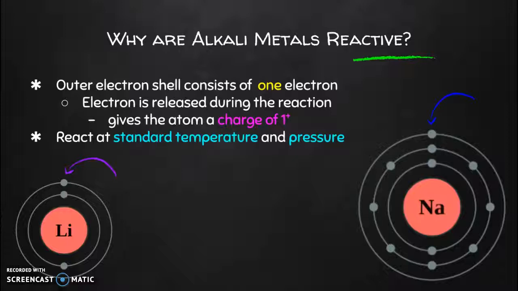Alkali metals are the most reactive group of elements on the periodic table. They are extremely reactive because their outer shell only has one electron. This means that during a reaction, alkali metals lose that outer electron to another element during the process of ionic bonding. Furthermore, alkali metals react at a standard pressure and temperature, which also increases the reactivity.